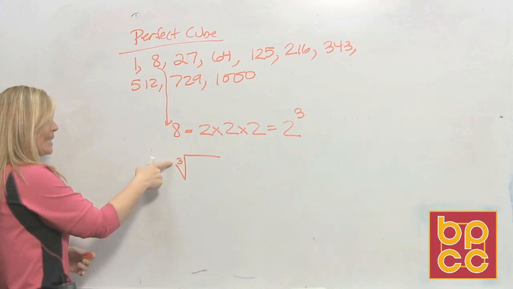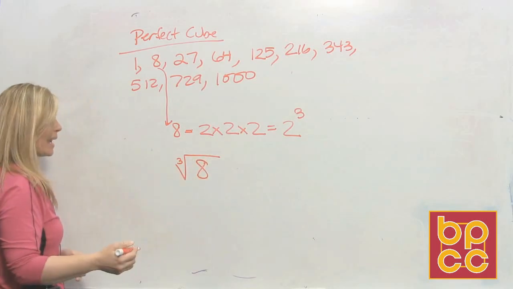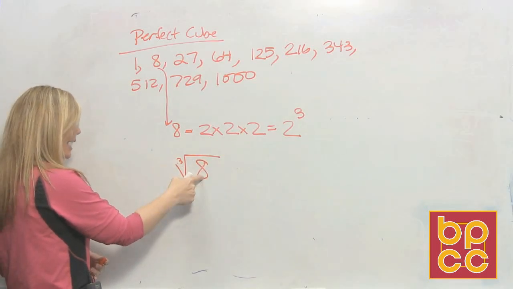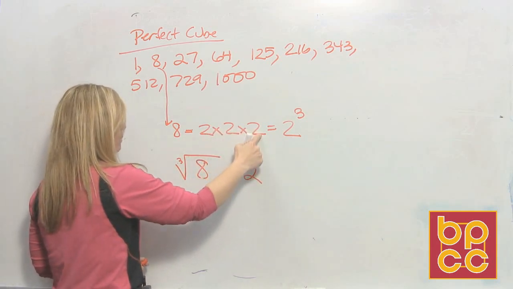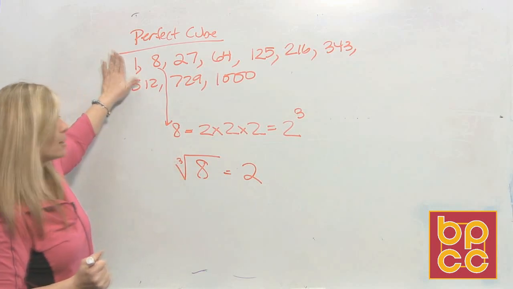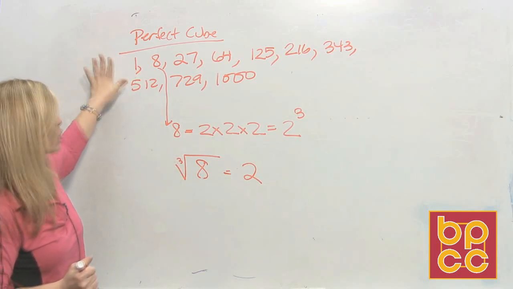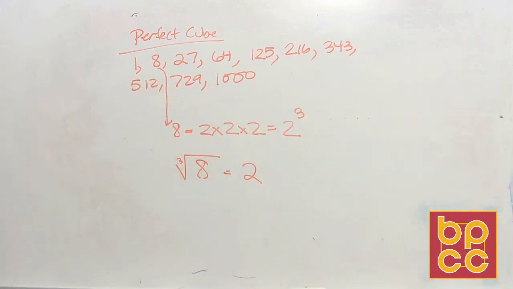When you put that index of 3, that means cube root. So if I wrote cube root of 8, I'm asking you, what number do you multiply 3 times to give you 8? And we know that's the number 2, because 2 times 2 times 2 was 8. So you can cube root any number that's a perfect cube. Therefore, by knowing this list, there's no work. So let's go to our examples in our notes.